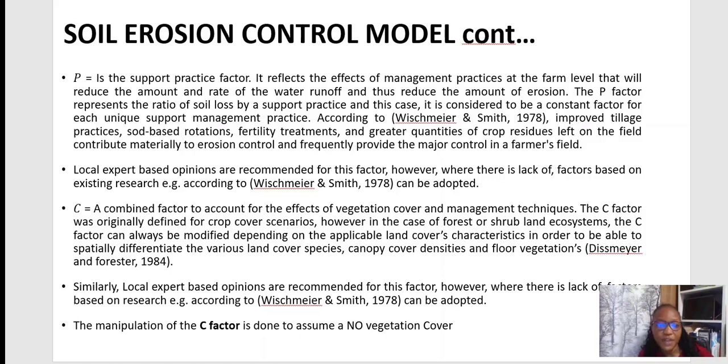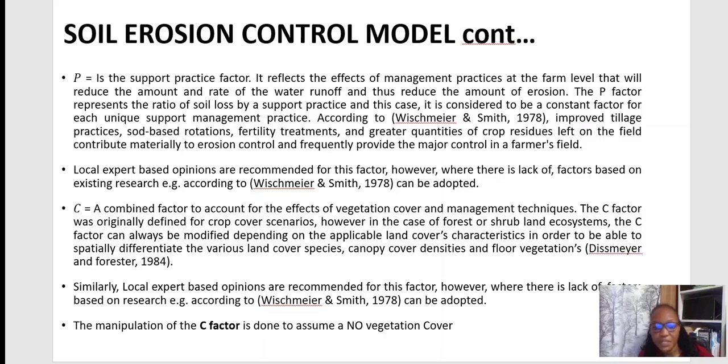And then we have the C factor. It's a combined factor to account for the effects of vegetation cover and management practices. And this is where the forest, the shrubland, the grassland, the ecosystem come in. And therefore, they are modified depending on the applicable land cover characteristics in order to spatially differentiate the various land cover species and canopy cover densities and flow vegetation, and their ability to slow down soil erosion.